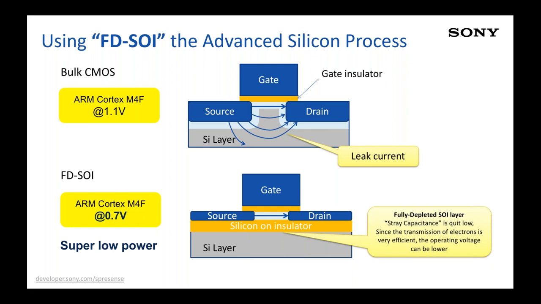So now let's go back to the yellow box. And here you see only 0.7 volt. So compare 1.1, 0.7. So I think now you know why when we say Spresense is low power, we are using FD-SOI. This is at the transistor level. So we talk about this.